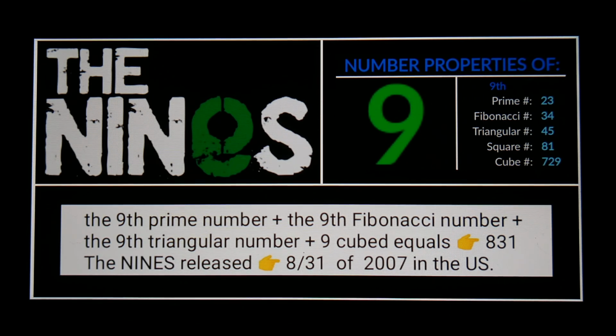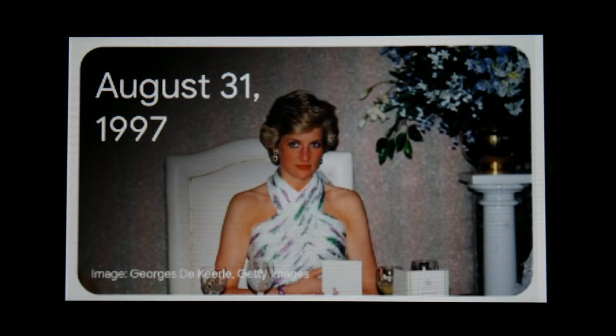It's 8/31, and we can get the number 831 by adding the ninth prime number plus the ninth Fibonacci number plus the ninth triangular number plus 9 cubed. That equals 831. The Nines released on 8/31. Even the year was connected with 9, but 8/31 was the death of Princess Di. Lady Di, Princess Diana, whatever you want to call her. She died on 8/31, connecting with the nines.